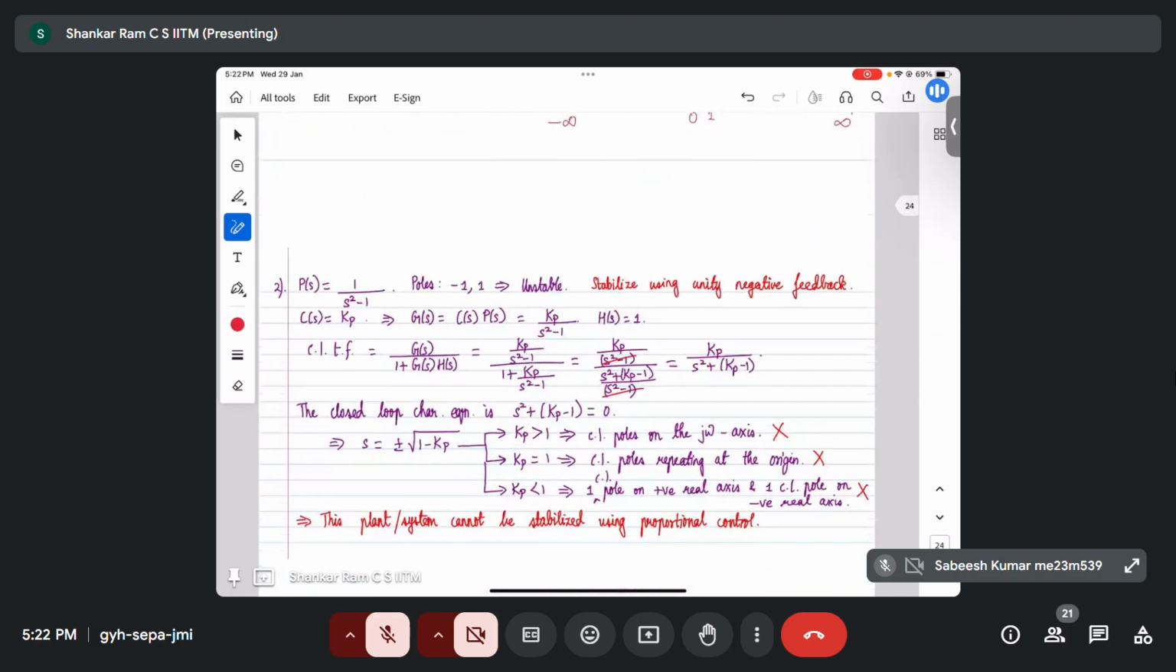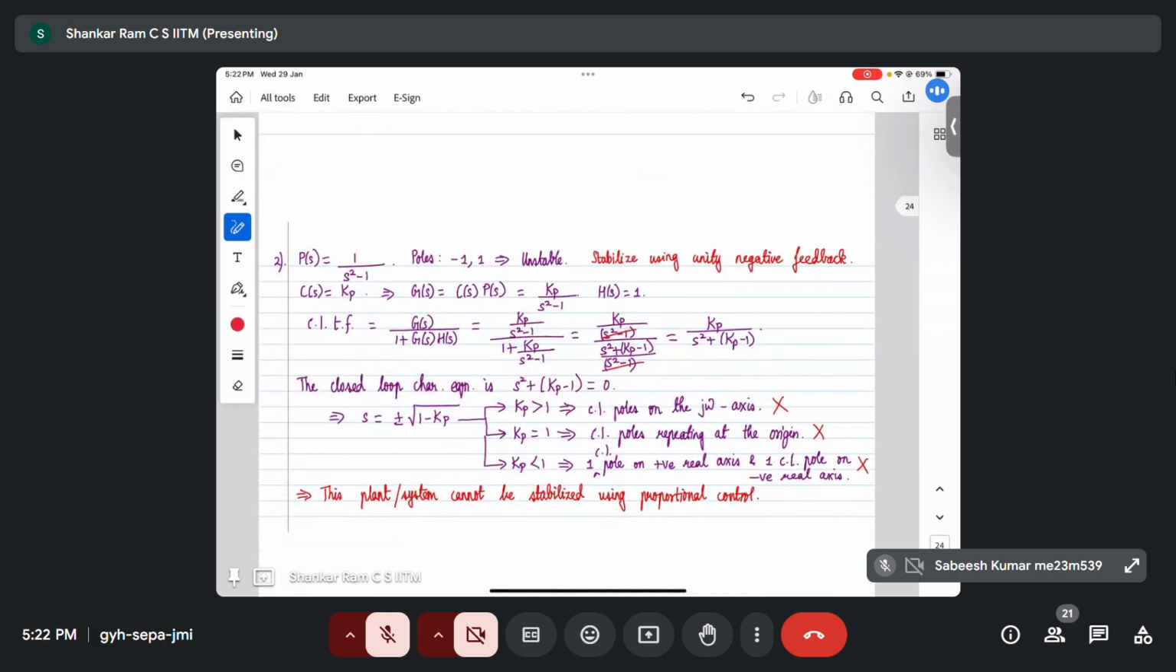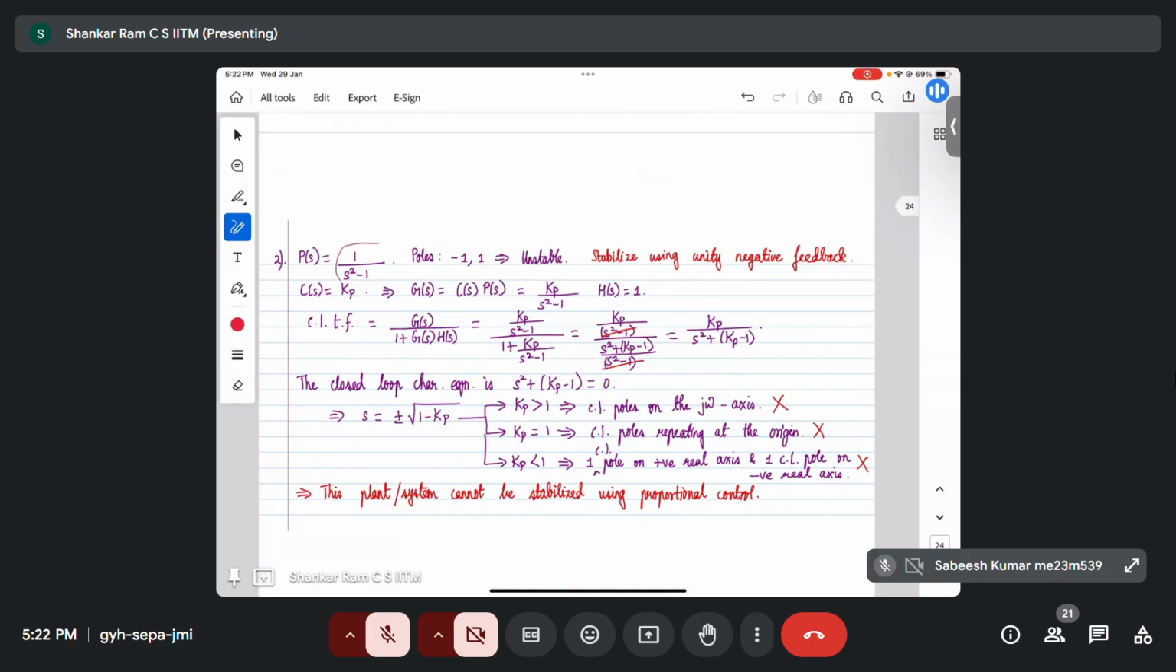Now we go to a second order system. Let's consider a second order system where the plant transfer function is 1 by s squared minus 1. So the poles are going to be at minus 1 and plus 1. Obviously the system is unstable because one pole is on the positive real axis at plus 1. So we try to stabilize it using unity negative feedback.